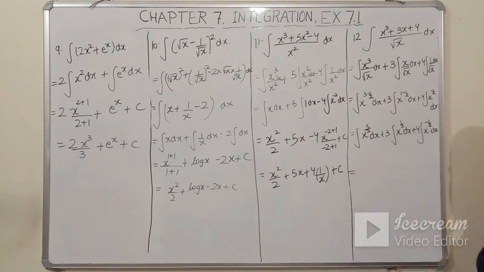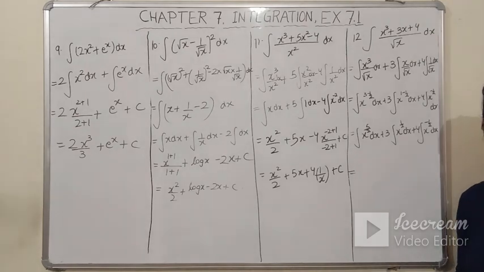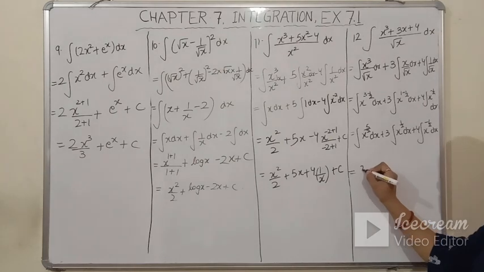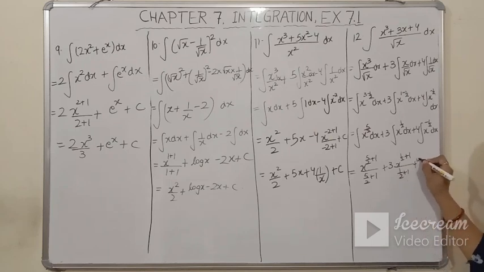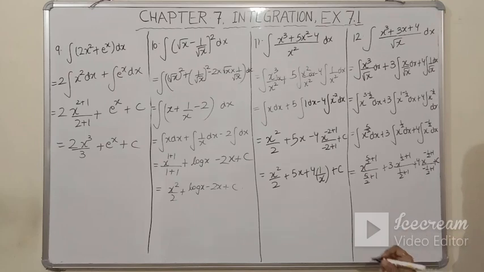Now everything is in the form of x raised to power n. So using the formula of x raised to power n, that is x raised to power n plus 1 upon n plus 1, I am getting the answer x raised to power 5 by 2 plus 1 upon 5 by 2 plus 1. Same way 3 into x raised to power 1 by 2 plus 1 upon 1 by 2 plus 1, and 4 into x raised to power minus 1 by 2 plus 1 upon minus 1 by 2 plus 1, plus the constant of integration, that is c.